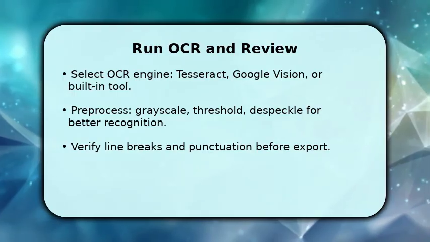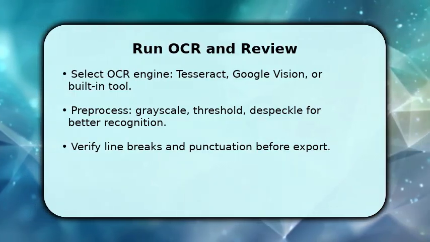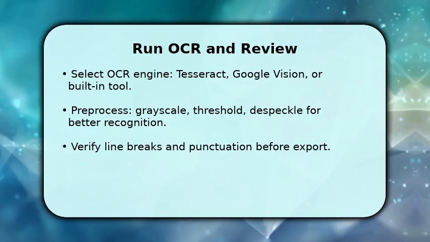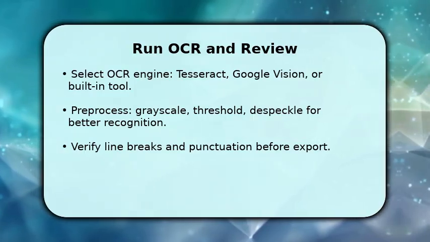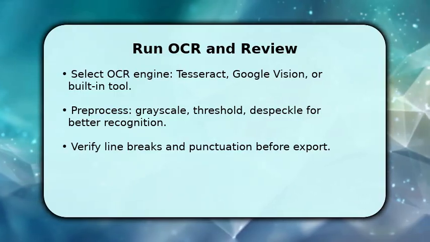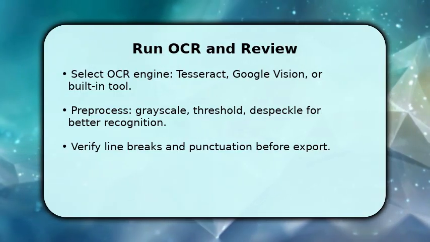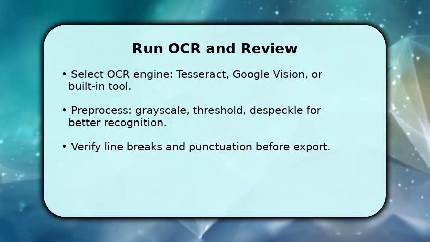Next, run OCR using your chosen engine. Select Tesseract for offline control or Google Vision for cloud accuracy. First, preprocess the image. Convert to grayscale, apply a threshold to separate text from background, and despeckle to remove noise. These steps increase character recognition rates.